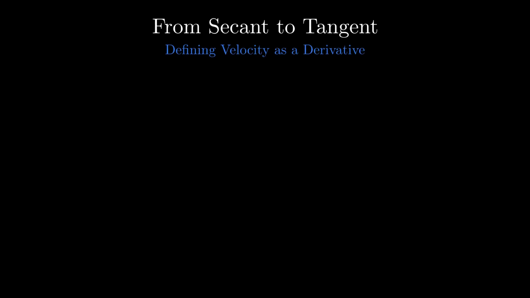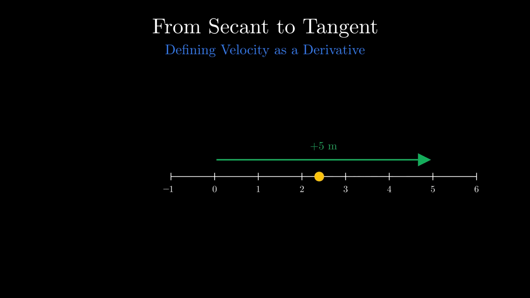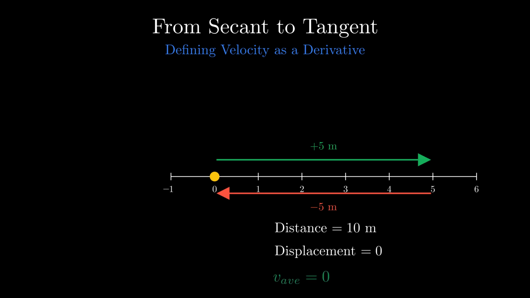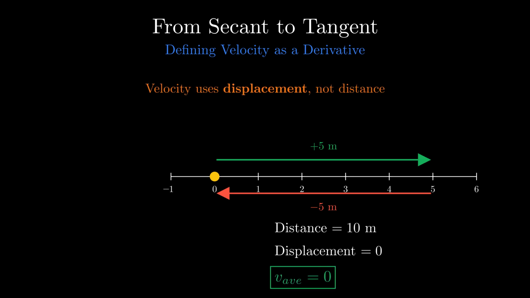An object moves 5 meters right, then 5 meters back. Total distance, 10 meters. Displacement, 0. Average velocity, also 0. Velocity depends on displacement, not distance. And that's where careful physics begins.